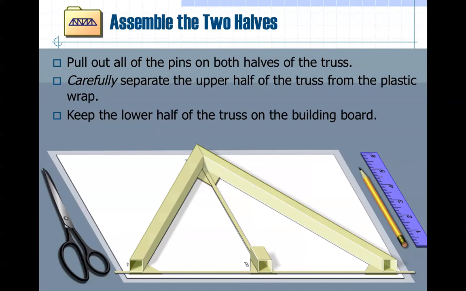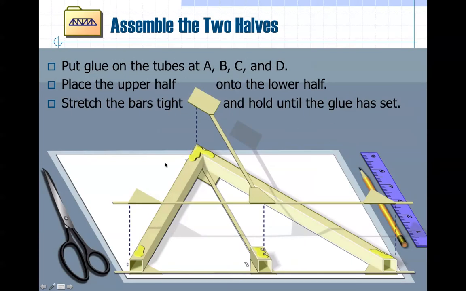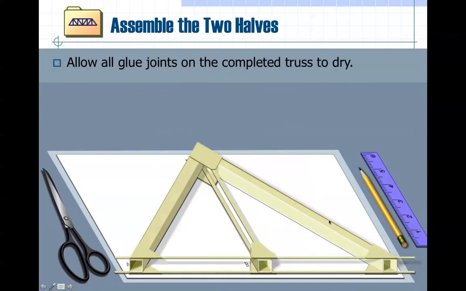Okay, so now your glue should have dried a bit, so you can pull out the pins. Carefully separate the upper half, the T-shapes, from the plastic wrap. And keep this lower half with the tubes where it is, and then put a bead of glue on these tubes, and take the T-shape and glue it down. So now this forms a complete truss.